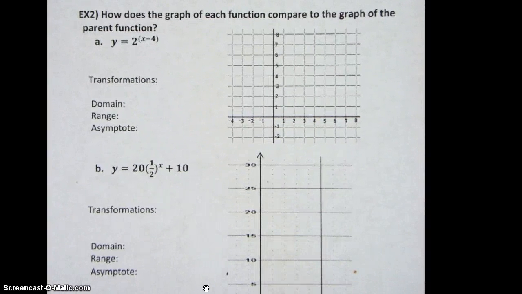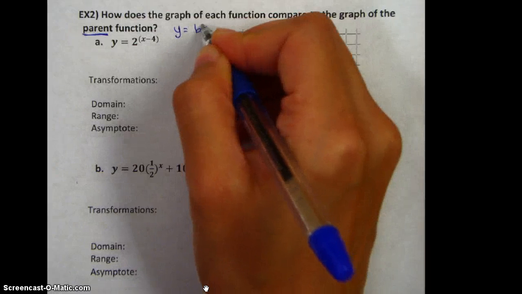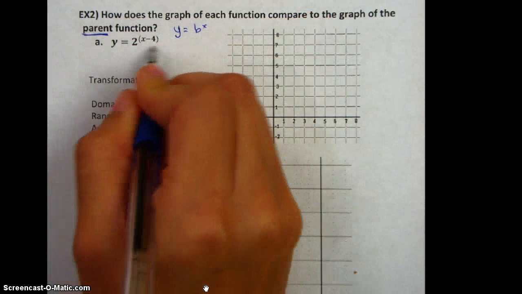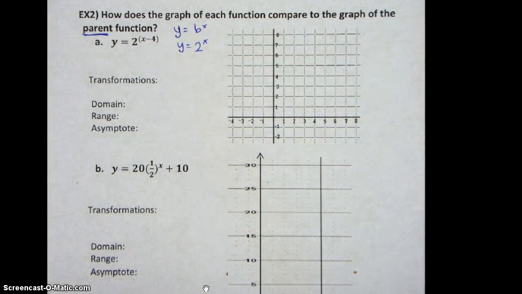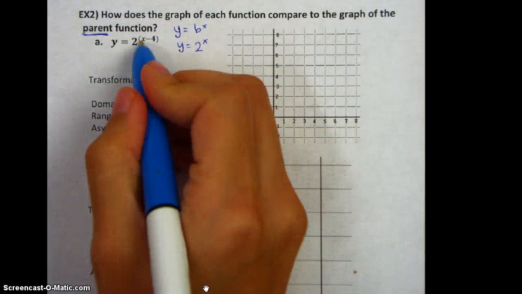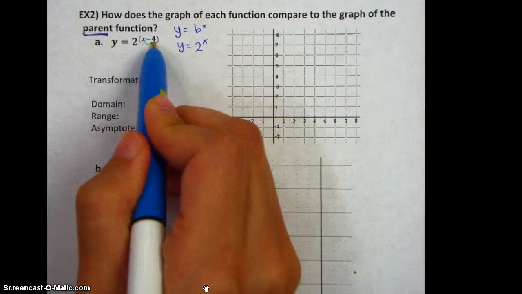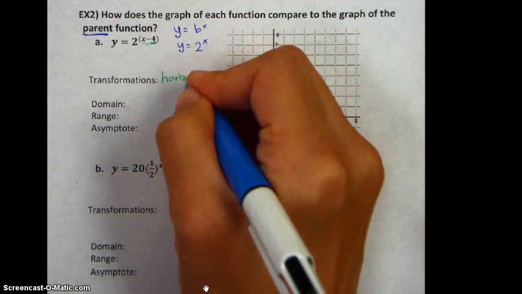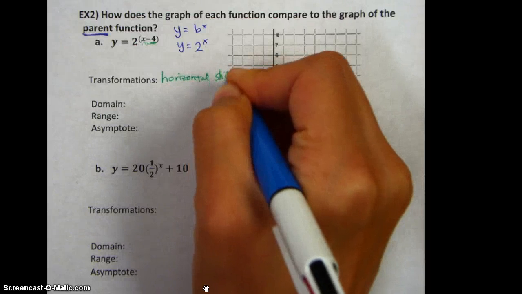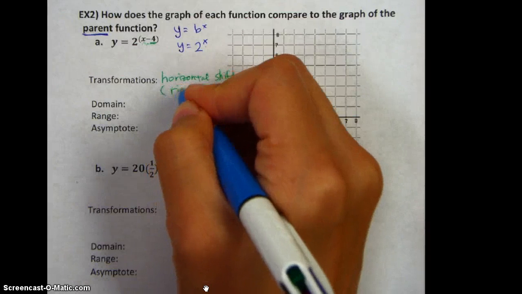So how does the graph of each function compare to the graph of the parent function? Now we know the parent function is always y equals b to the x. So our parent function of this function will be y equals 2 to the x power. Just by looking at that, we know that because we have x minus 4 instead of x, the h, the 4, represents the horizontal shift. That means we have a horizontal shift or translation, and we're going to go right 4.